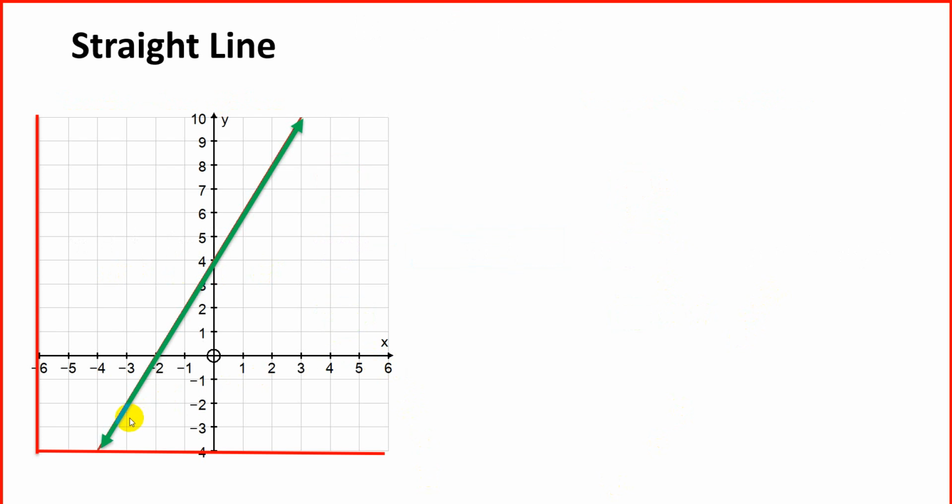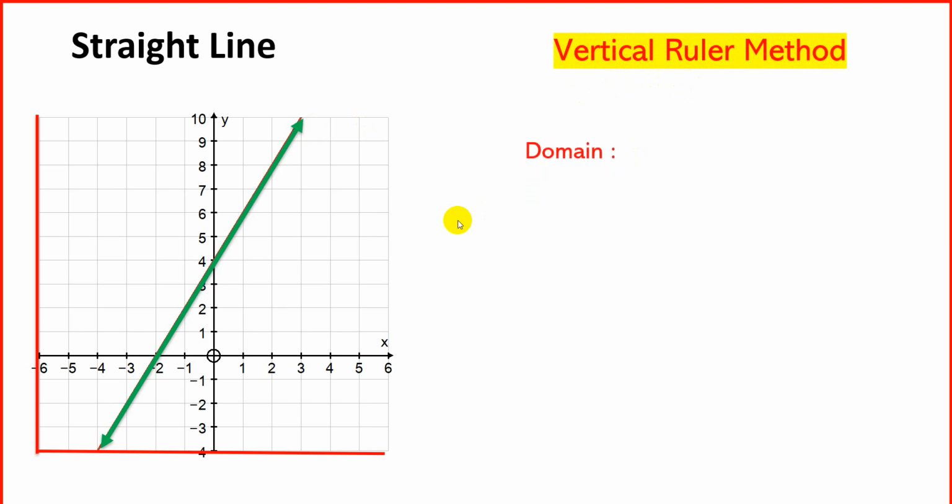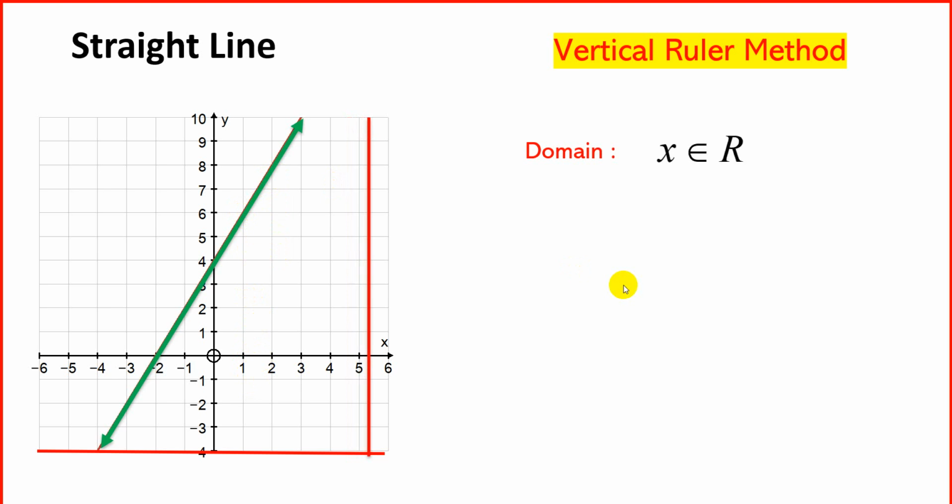Graphs are more challenging. The arrow indicates that the graph goes on in both directions to negative and positive infinity. So we use a vertical ruler method. If we place our ruler at any point on the x-axis vertically, will we get a point on the graph? I want you to watch as we slide the ruler. Anywhere on the x-axis, if you place your ruler vertically, you will get a point on the graph, which means there's no restriction on the domain. So we will conclude that x is an element of reals.